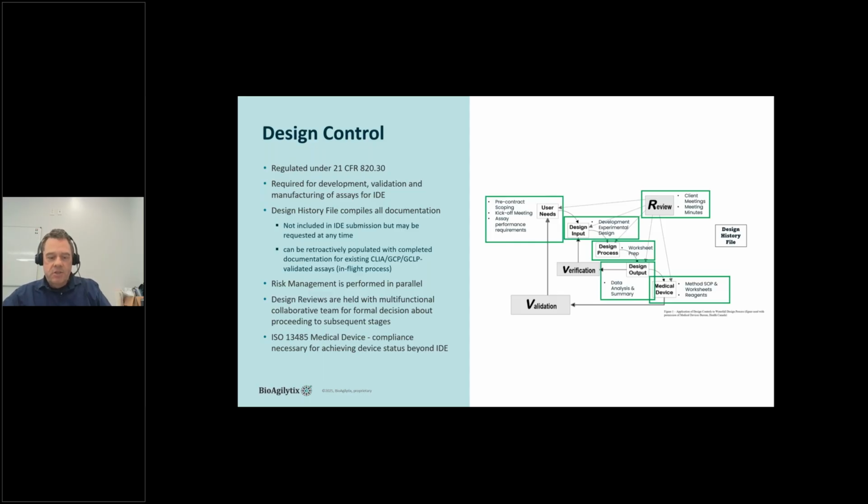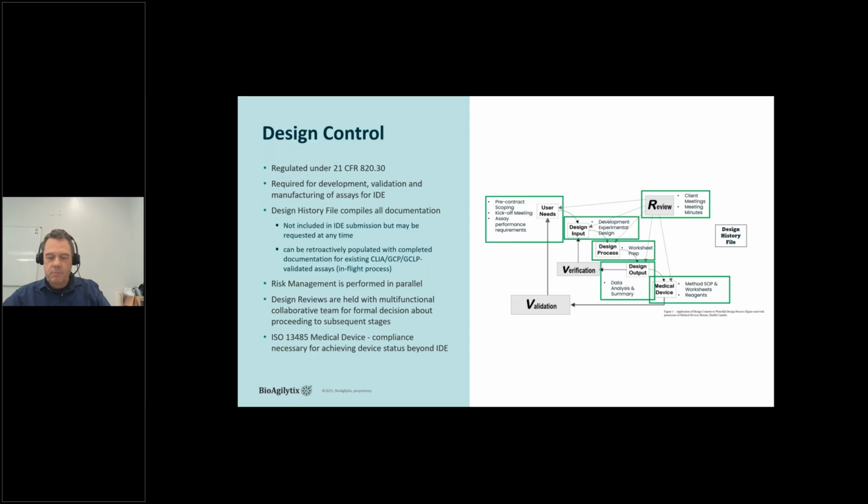And the next step, design process, that's the execution of experimental work. And design outputs are the results of the experimental work. And in the initial phases, that's the data coming out of the experiments. And this is an iterative process as development and optimization proceed.